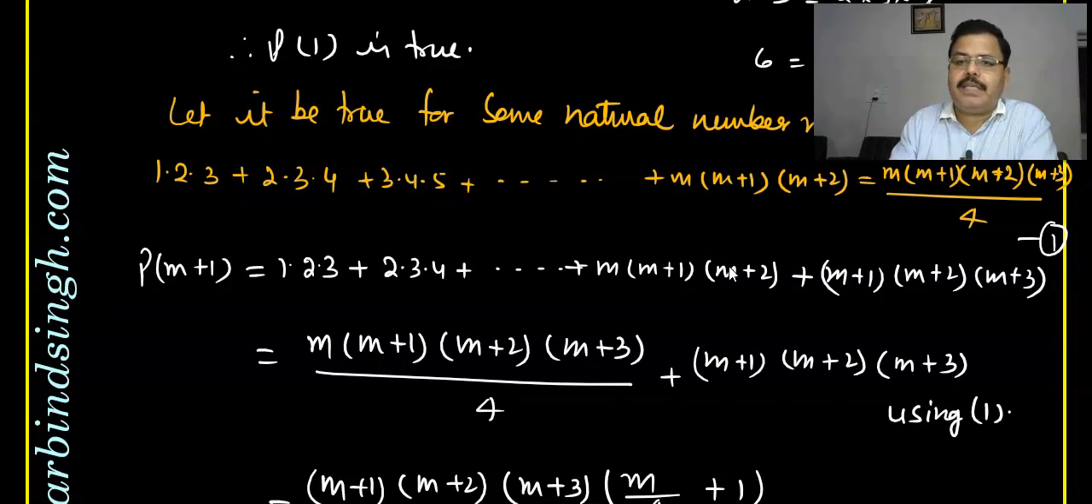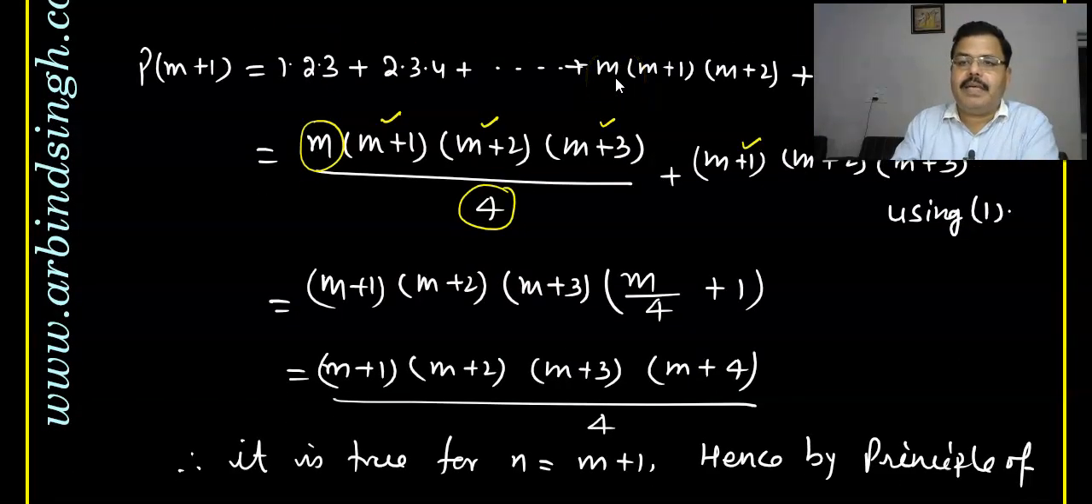And in place of this last step, I should write here (m plus 1) into (m plus 1 plus 1) into (m plus 1 plus 2), that is m plus 3. So using this result for the first part, what will come? I can take (m plus 1), (m plus 2), (m plus 3) common from these two. So what is left here? m is left and 4 is left, so that is m by 4, and everything has been taken common, so it will be 1 only there.